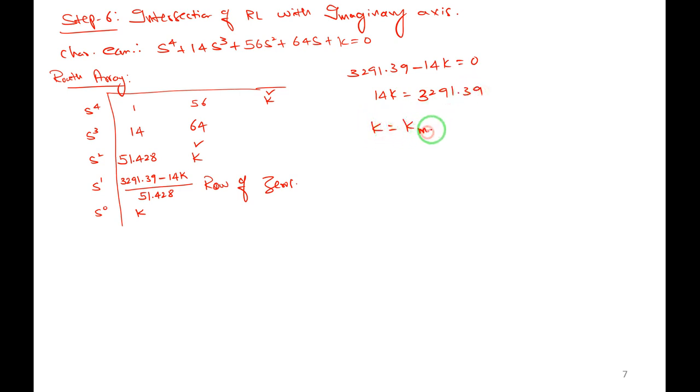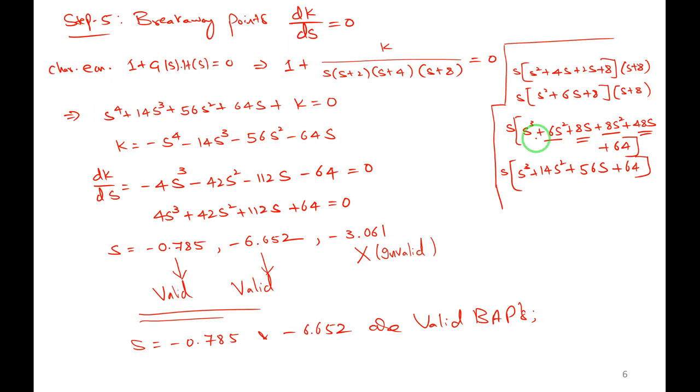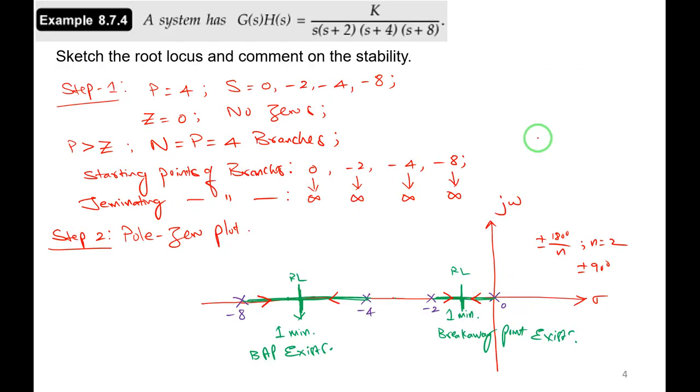So what is that marginal value of k? We will calculate. 3291.39 divided by 14. So I am getting that marginal value of k as 235.099. One minute, I think it is correct only. Let me check the solution here. I don't have the solution here. Leave it, no problem. Let me proceed. I think it's correct only. Everything is correct.